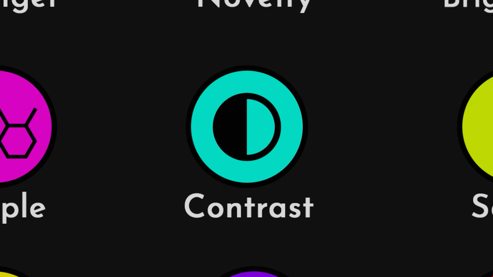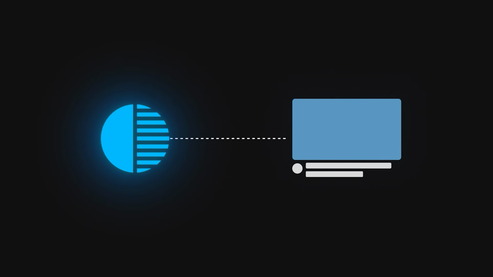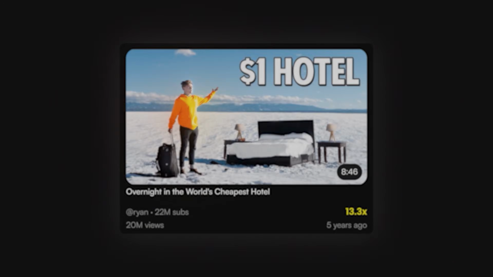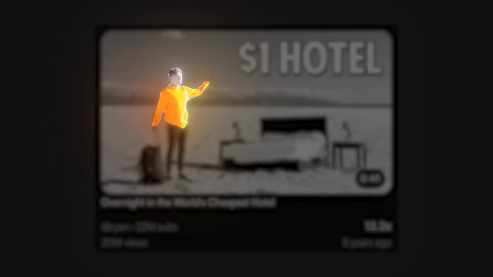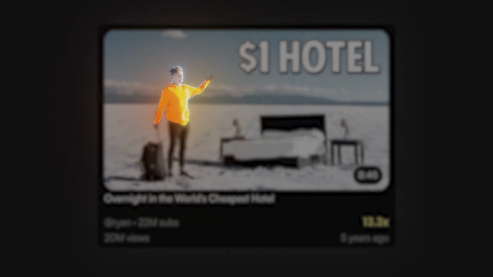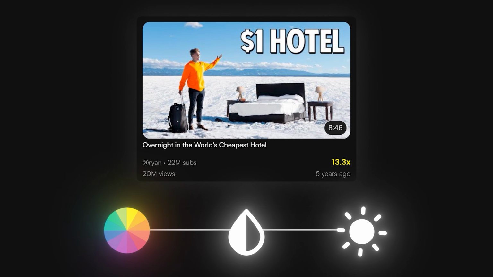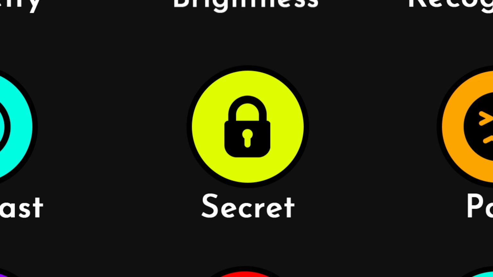Number 10, maximize the color contrast in your thumbnail to make it stand out more. Do you think the decision for the creator here to wear a bright orange coat was not intentional? Of course it was intentional. Every color, every saturation level, and every brightness level must be thoroughly considered to find out the best way to maximize color contrast. Number 11, suggest someone is hiding a secret to create curiosity.